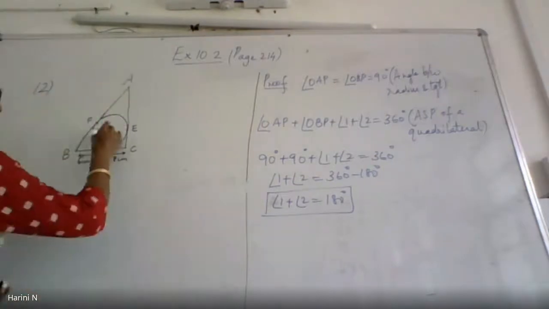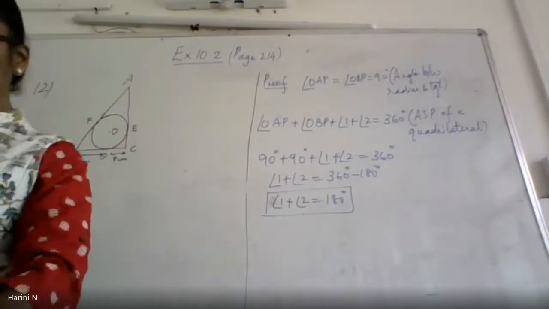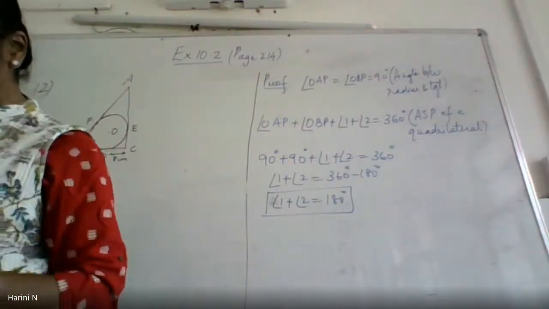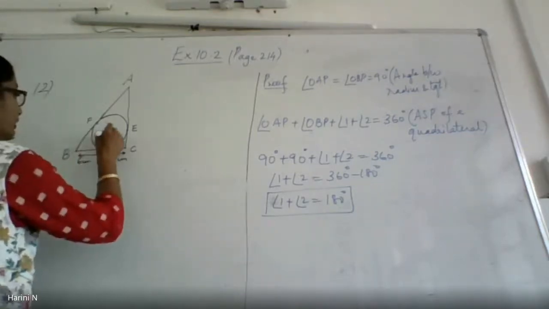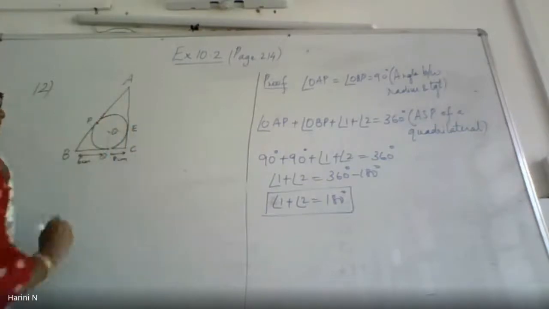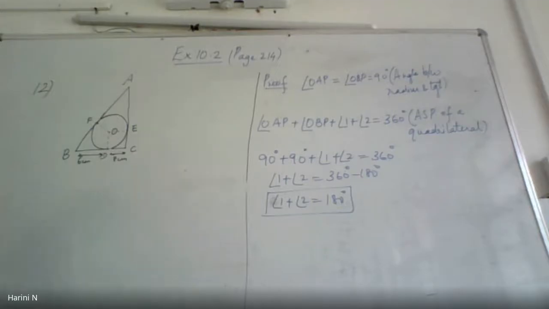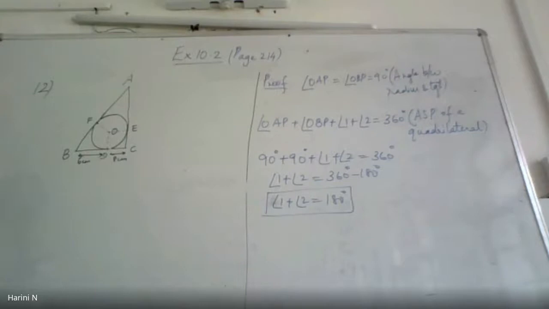Okay, the center I have not marked. The center of the circle, we take it as O. Now I have this big triangle ABC to be divided into smaller triangles. Now before that, I will join OD, OE and OF. What are these OE, OF and OD? Ma'am, radii of the circle. Radii of the circle. So they will all be equal.